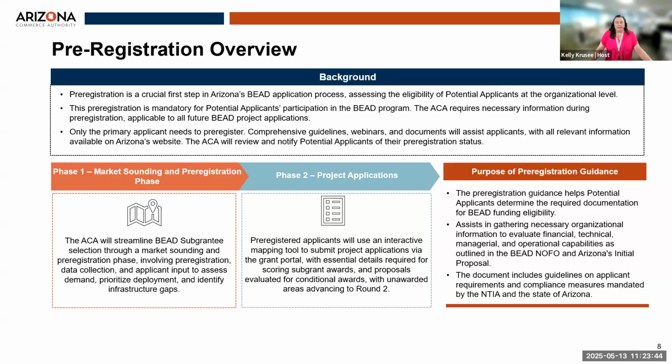Phase two is the project applications, and this is where approved pre-registered applicants will move into the application process itself. Right now we're in pre-registration. If you complete your pre-registration today and it's approved tomorrow, you will have access to that application on June 3rd. June 3rd is the specific date that it opens. Whether you are approved today or on June 2nd, June 3rd is the day that you'll be able to actually see the maps and the application questions in the project areas. That's the official day that it opens.